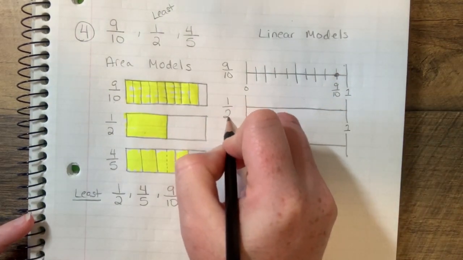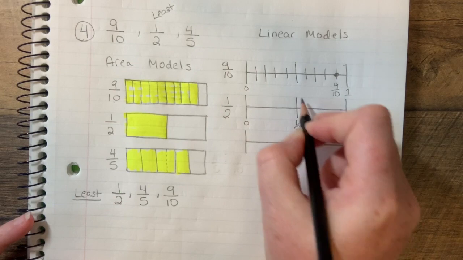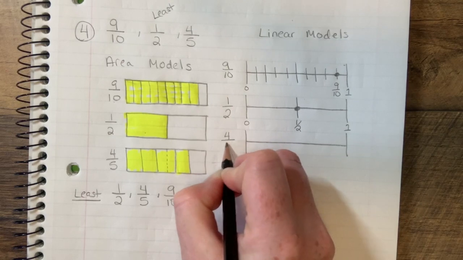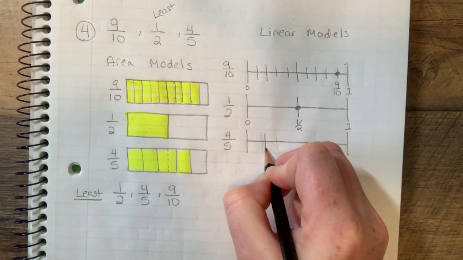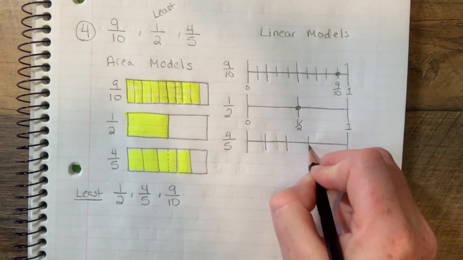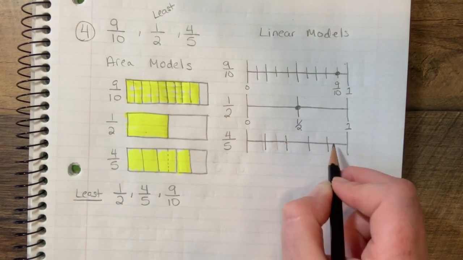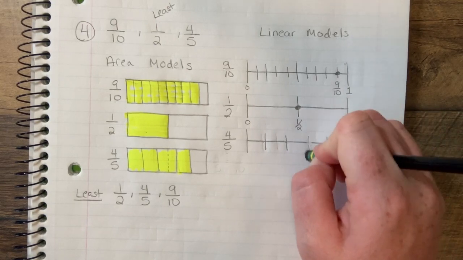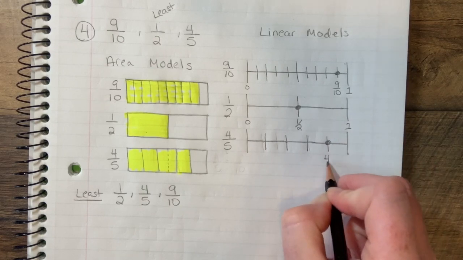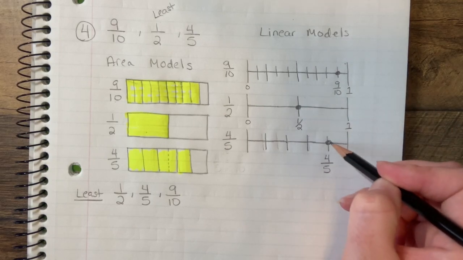Now we've got 0 and 1 here. This is going to be 1/2. We're only going to split it in 2 places. Right there is my 1/2. Put my dot for my linear model. And finally we have 4/5. One fifth, 2/5, 3/5, 4/5. That one might be a little bit too far over. Right there's my 4/5.